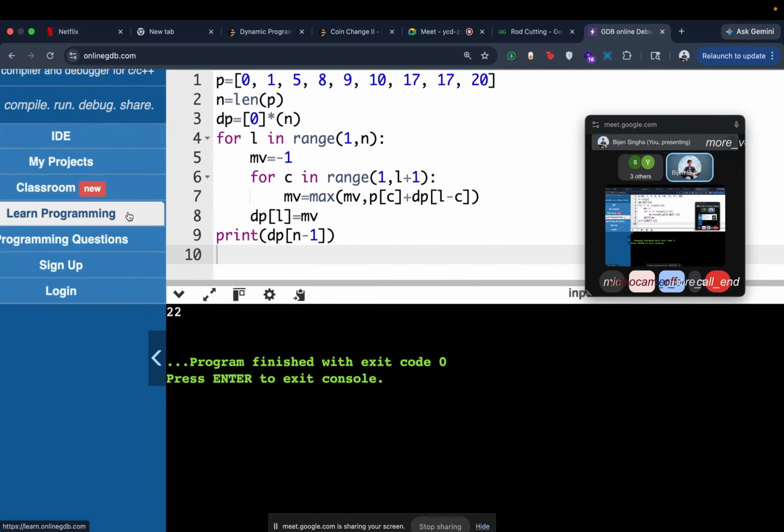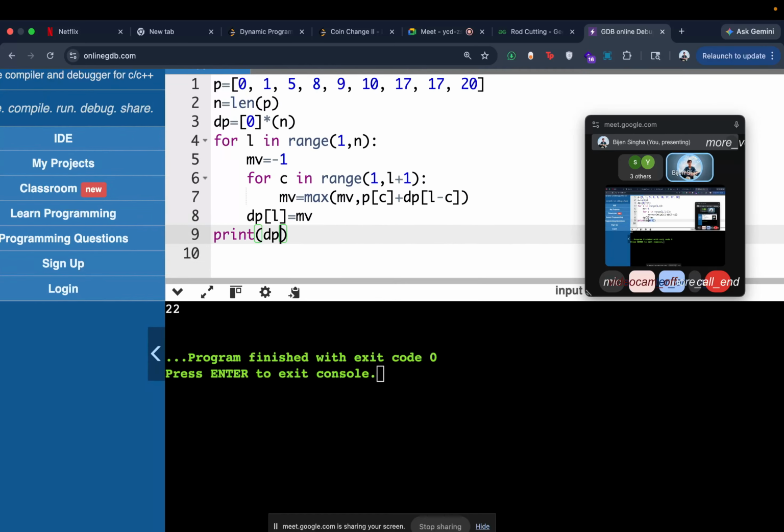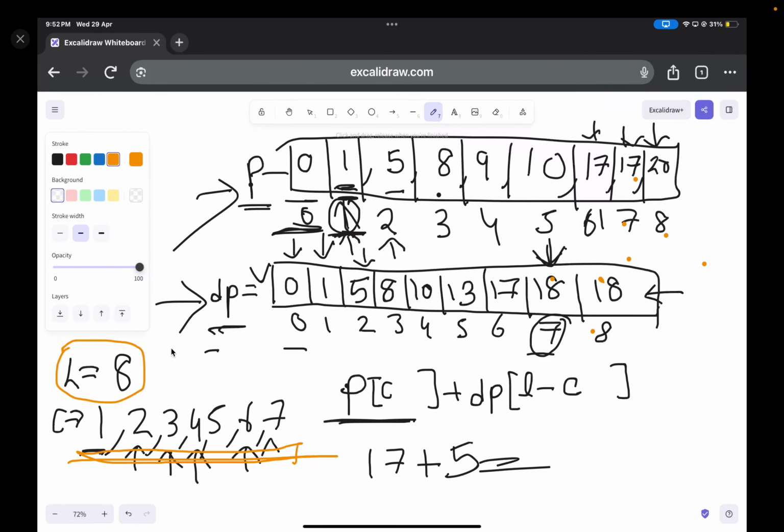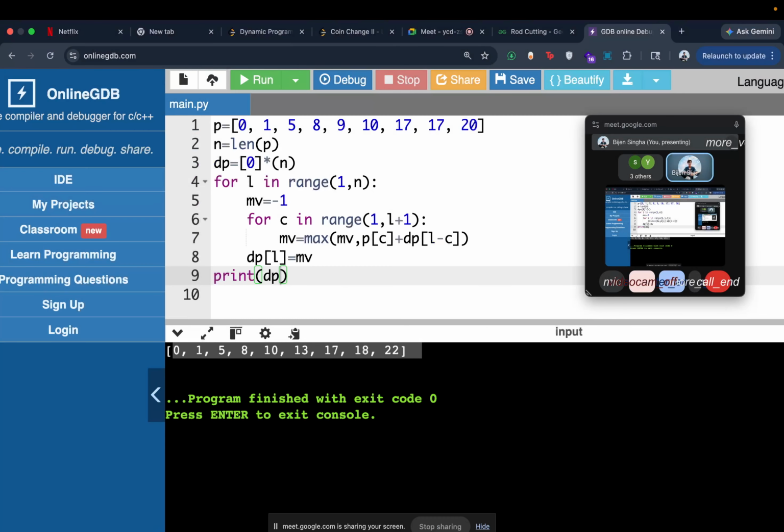See, 22. Now if I print the dp, this also works. See, this is the price. Is it the correct one? Check it out. Is it matching with ours? It will be 22. 0, 1, 5, 8, 10, 13, 17, 18, 22. Is it matching?